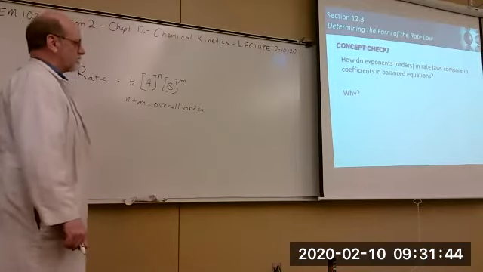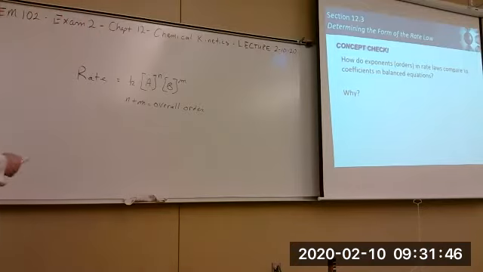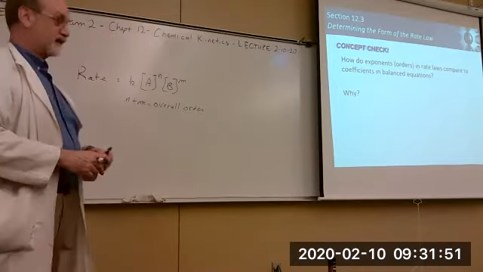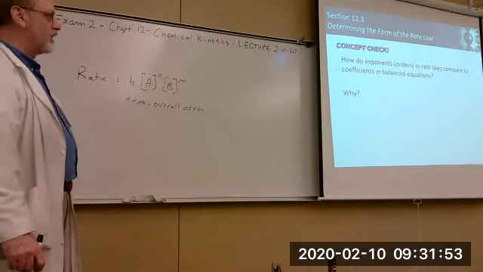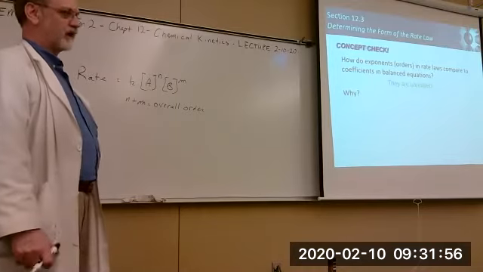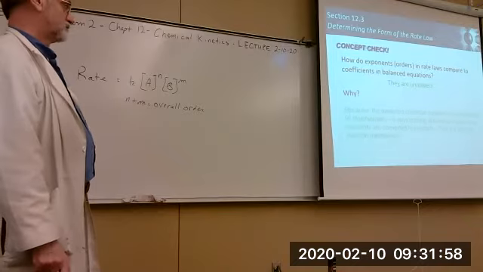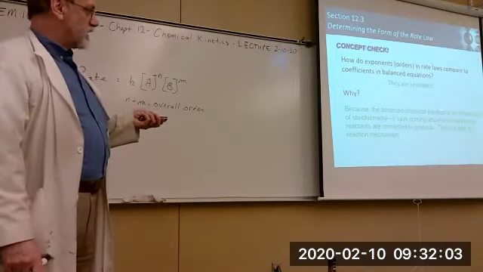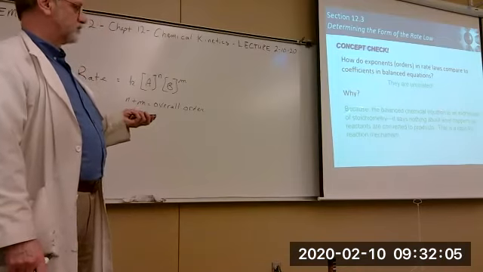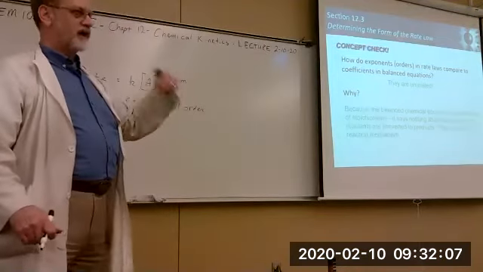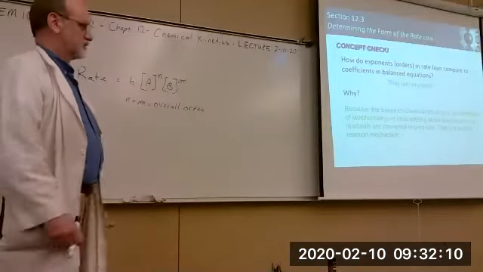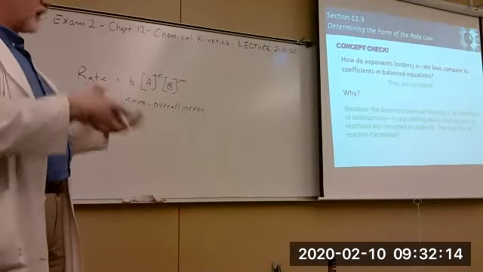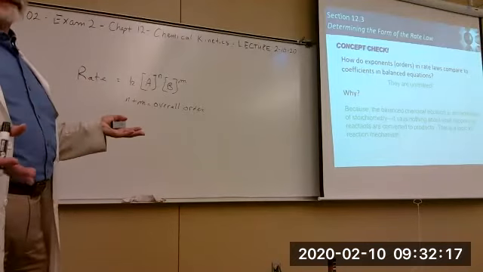So let's just check. How do exponents or orders in a rate law compare to coefficients in a balanced equation? They don't. They have no relationship at all. They're unrelated. Why? Because the balanced equation is only an expression of stoichiometry. Moles of this plus moles of that yields moles of product. And that's overall. It says absolutely nothing about the rate.